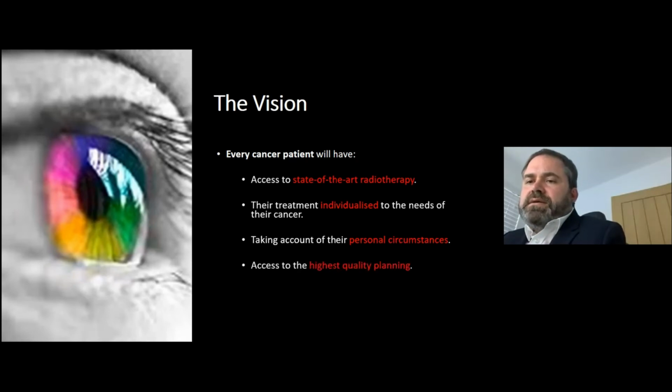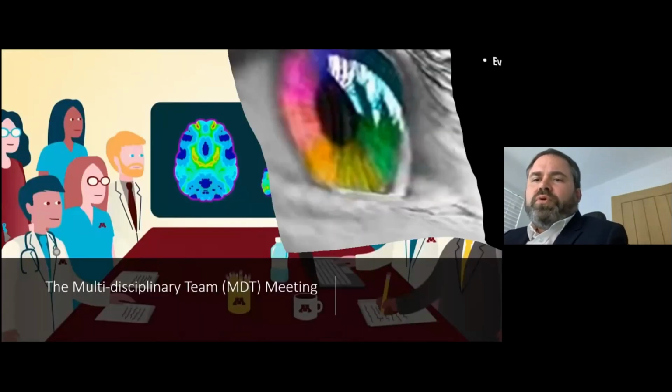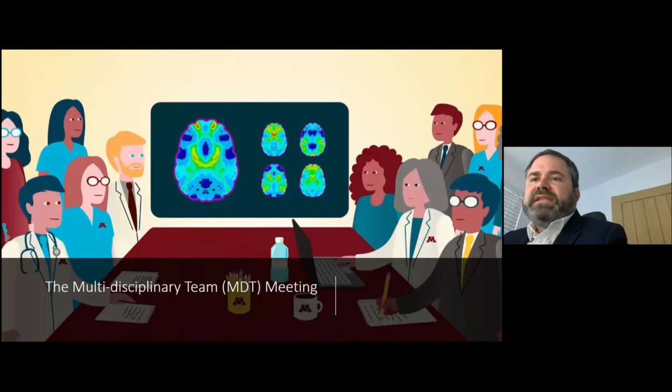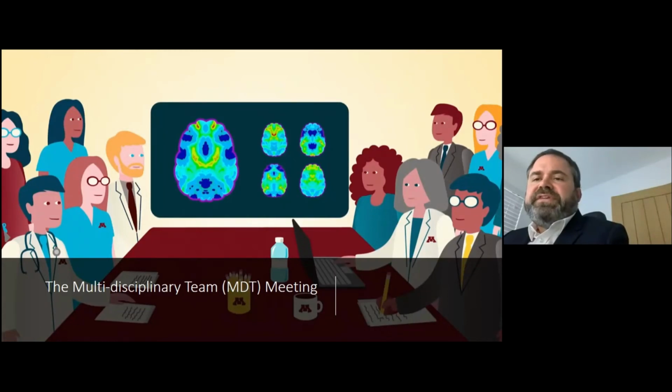And again, access to the highest quality planning. So it's all very well having the latest technology, but it's important that when you plan the patient's treatment, you obey the ICRU rules and you treat the tumor and avoid treating normal tissue. Next slide. So again, it's important to remember when we're treating patients with cancer that because of these individual needs, we discuss them within a multidisciplinary team setting so that each modality of treatment can share their thoughts and feelings to optimize the patient's care. Next slide.